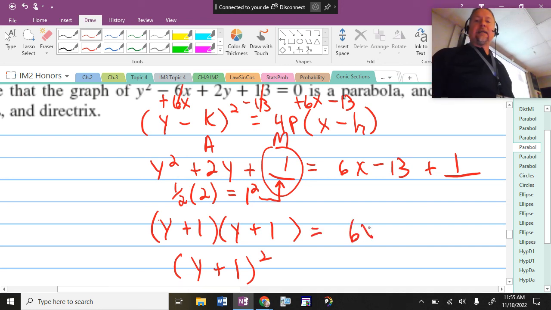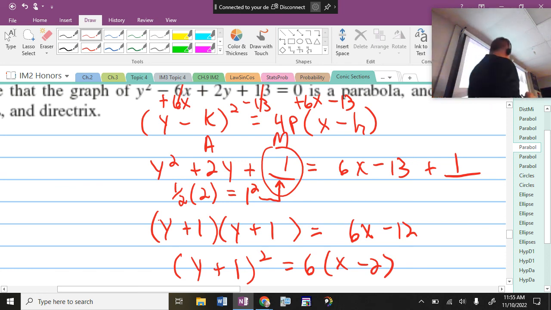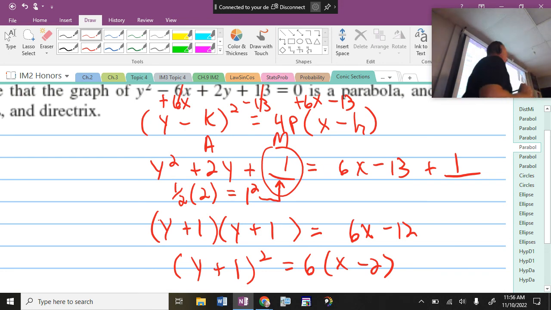This becomes 6x minus 12. And then to get it in the format that we want, we pull that 6 out. And you're left with x minus 2. So see how that one little thing that I did turned this into a binomial squared, which matches the formula I need for a parabola.